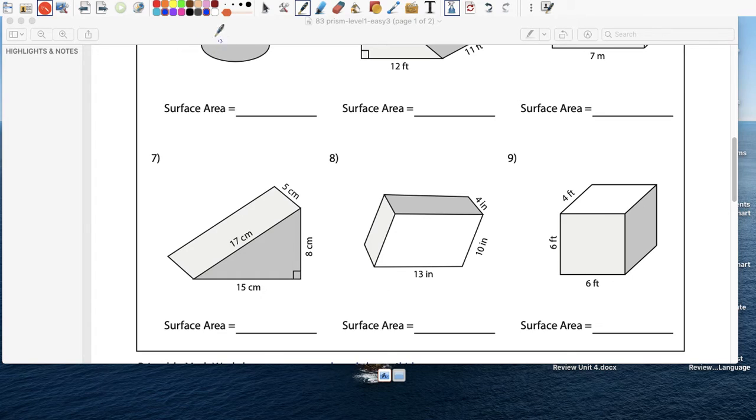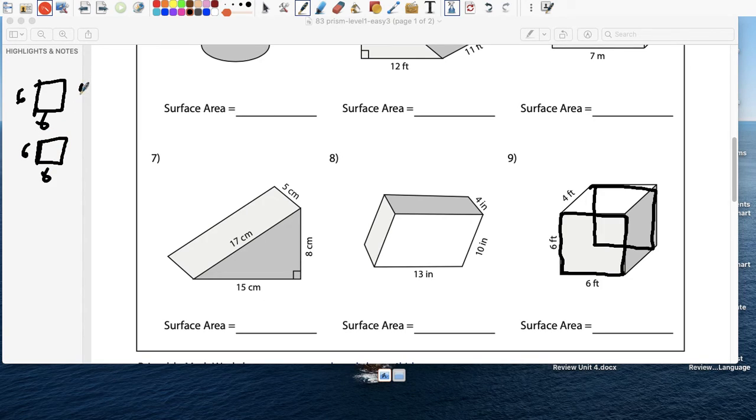And the last one, again, this one's a rectangular prism. This is a triangular prism. Okay, so let's do the last one. This one, that's a square. And don't forget, there's one other one in the back. So base and height is 6. So that one is easy. 6 times 6, 36. And then 6 times 6 again, 36.